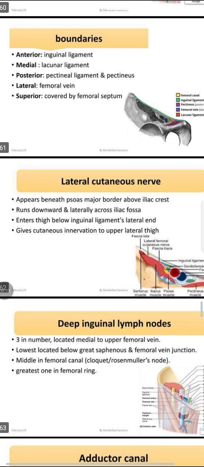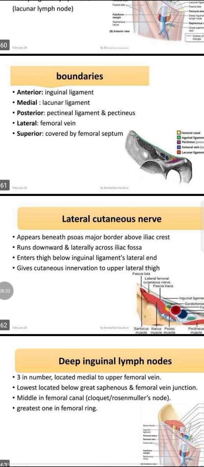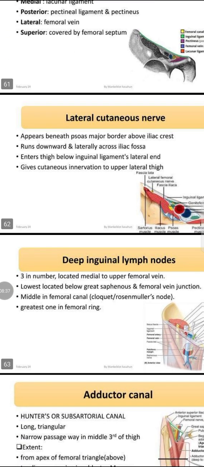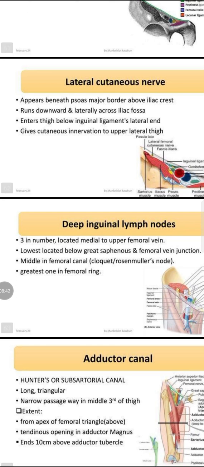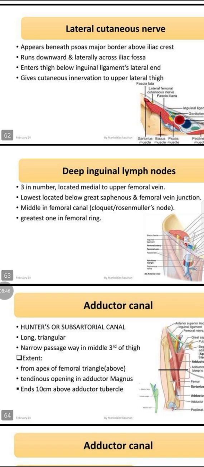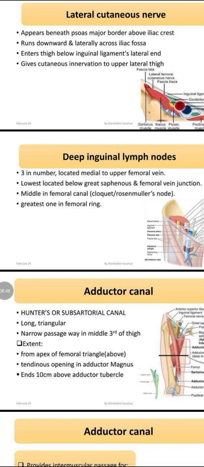So we have the lateral cutaneous nerve. The lateral cutaneous nerve appears beneath the psoas major border above the iliac crest and runs downward and laterally across the iliac fossa. It enters the thigh below the lateral end of the inguinal ligament and gives cutaneous innervation to the upper lateral thigh.